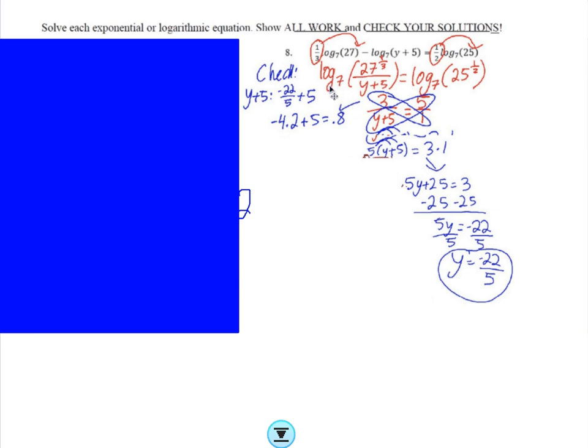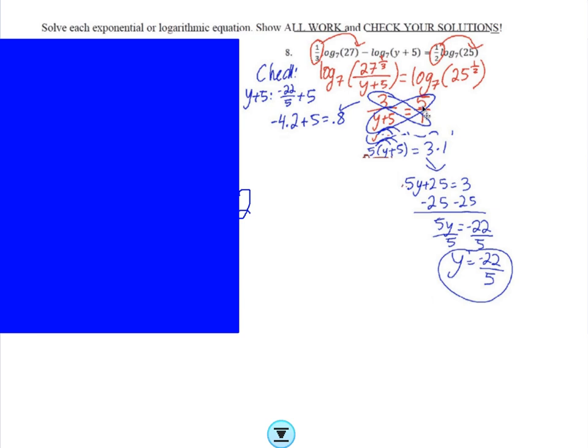So on the left-hand side, that will turn into log base 7 of 27 to the 1/3. The 1/3 becomes an exponent over y plus 5. And then on the right, the 1/2 becomes again an exponent, so log base 7 of 25 to the 1/2. Now we have log base 7 on each side. We can just set the arguments equal to each other. 27 to the 1/3 is the same thing as cube root of 27, which is 3. 25 to the 1/2 is the same thing as square root of 25, which is 5. Instead of making it 5, I made it 5 over 1 so that I can easily cross multiply. Okay, so then that's what I did.